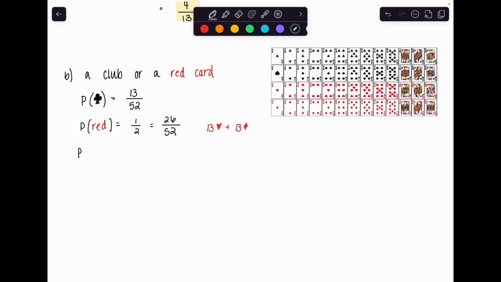Now, if I look at the probability of getting a club and a red card, for that overlap of the events, in this case, there are no cards that are clubs and red, because every single club is a black card, so there's no overlap between the two.